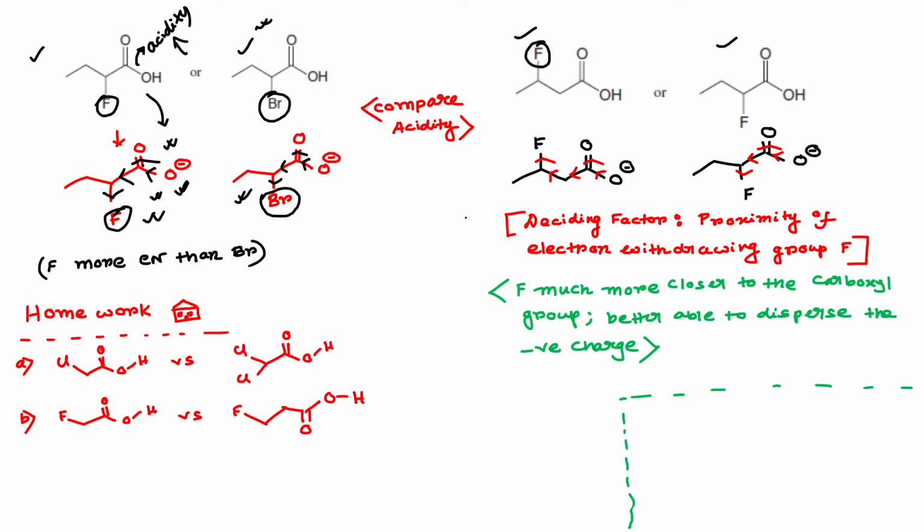So here the deciding factor is basically the proximity of this electron withdrawing fluorine group. So this fluorine group is much nearer to the carboxylic group compared to this compound, whereas the fluorine atom is far away from this carboxylic group. So as there is proximity of this fluorine atom to the carboxylic acid group, it will impose more electron withdrawing inductive effect. So that's why this conjugate anion will be much more stabilized due to the close proximity of this electron withdrawing fluorine atom. Okay, so that's why this will be much more acidic compared to this compound.